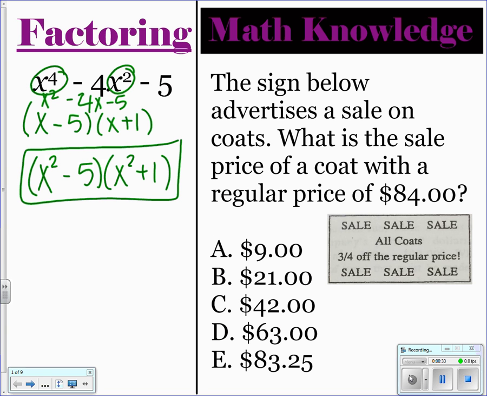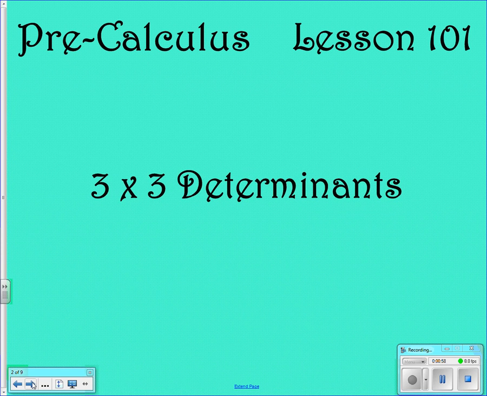For the math knowledge question, we have the sale price of a coat with a regular price of $84. It tells us that all coats are 3/4 off the regular price. Well, if the regular price is $84, you're basically going to be paying a fourth of that, which is $21. B is your answer.